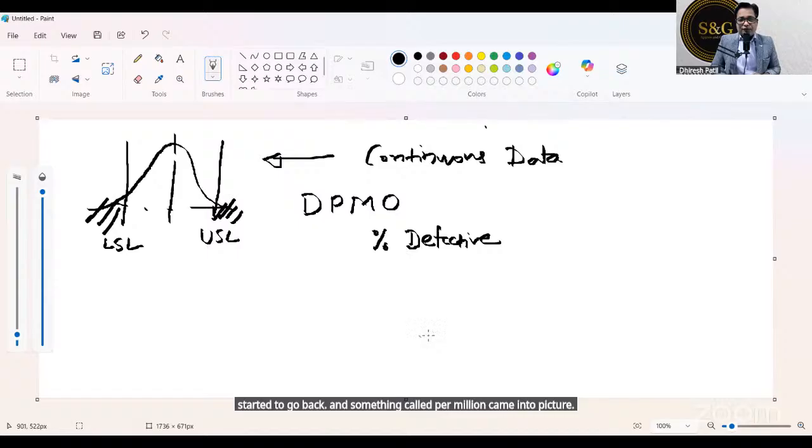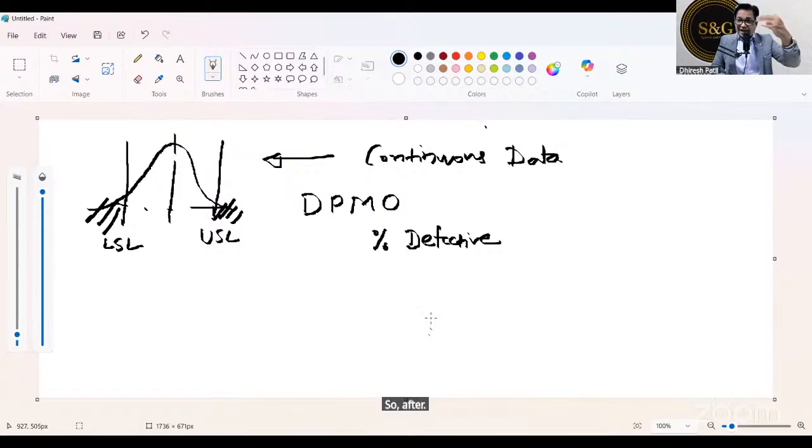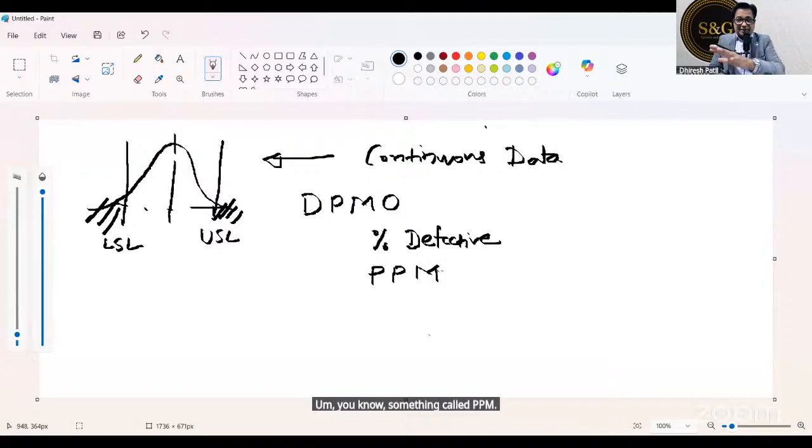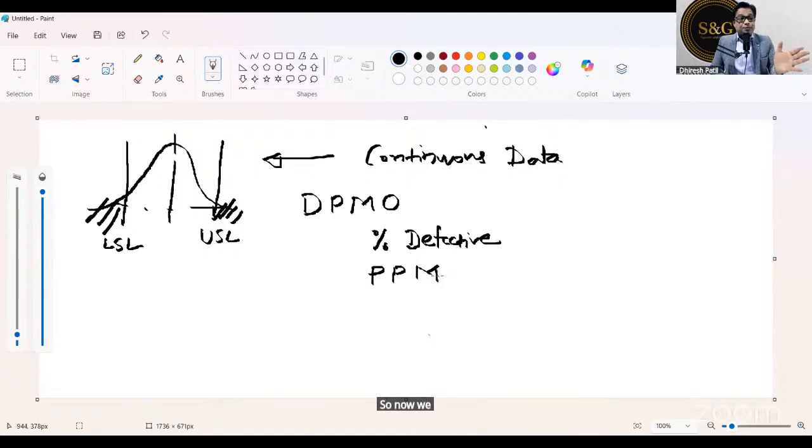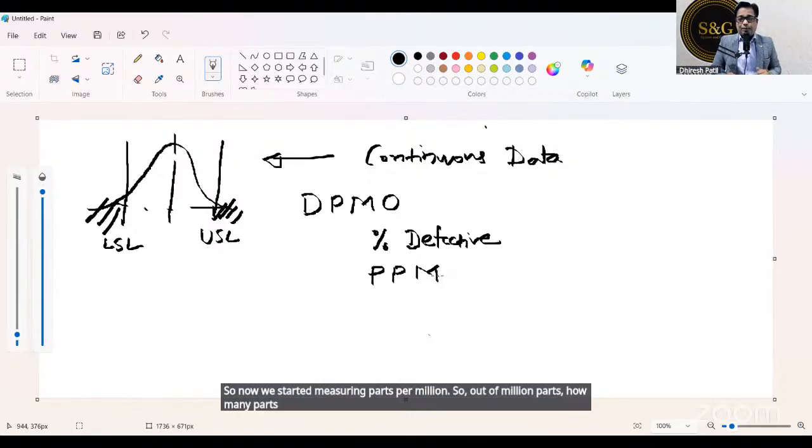So after the industrialization age, they started something called ppm, parts per million. Earlier it was per cent, per 100, cent meaning 100, century basically. Now we started measuring parts per million. So out of a million parts, how many parts are defective parts? That is called parts per million.